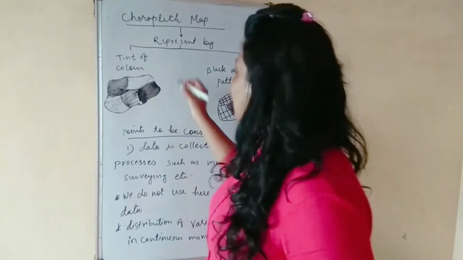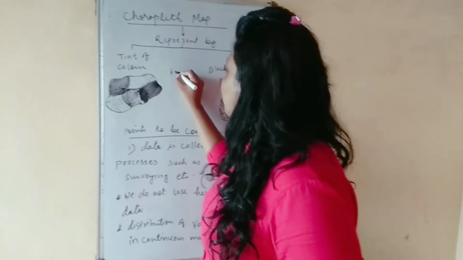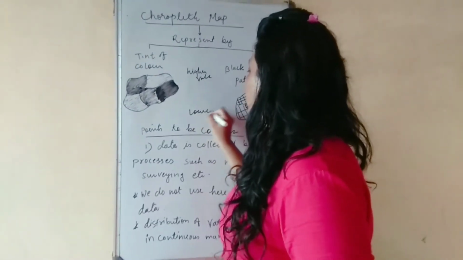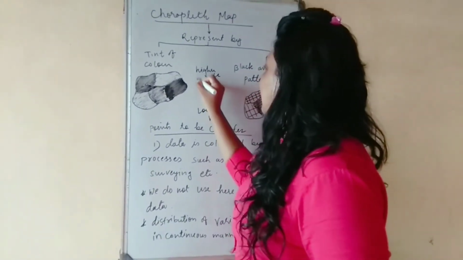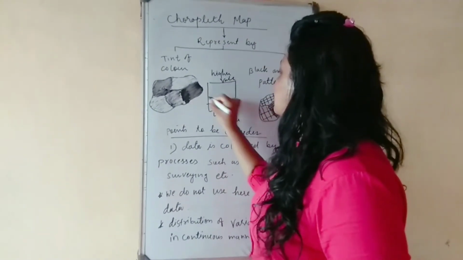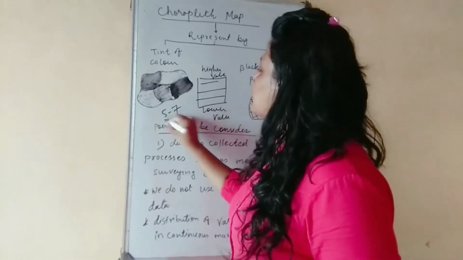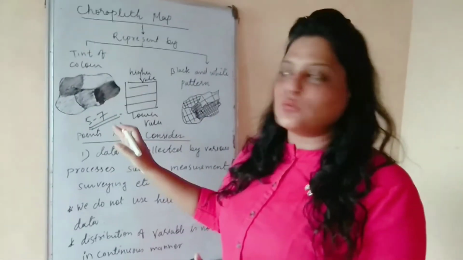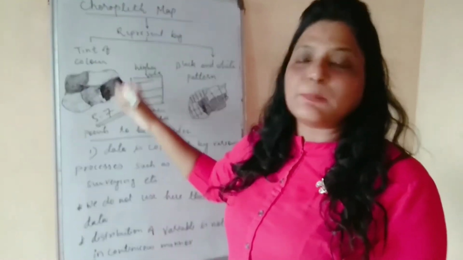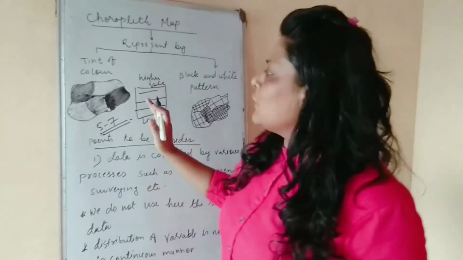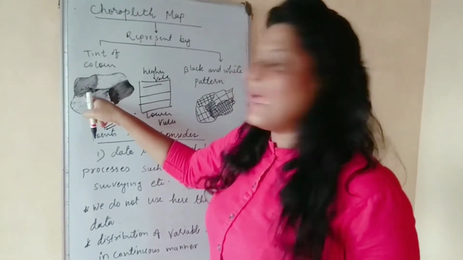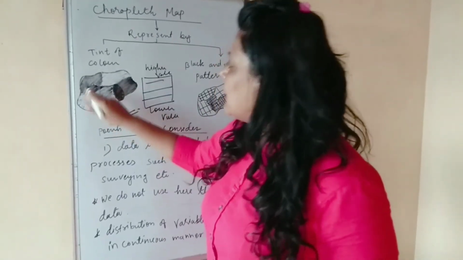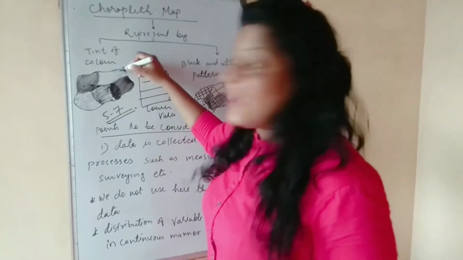Here what we do, we consider the upper value, that is the higher value, and the lower value, and then we make some 5 to 7 classes, and then each class we try to show with the tint of colors, that means the shade of one color. Here you can see this portion I have shown with the dark color, this is more darker than this, this is faint, this is faintest.